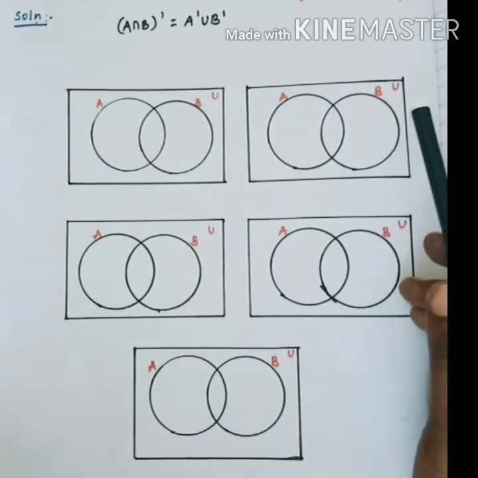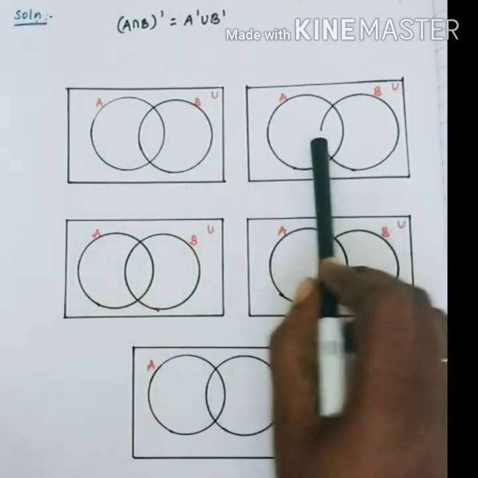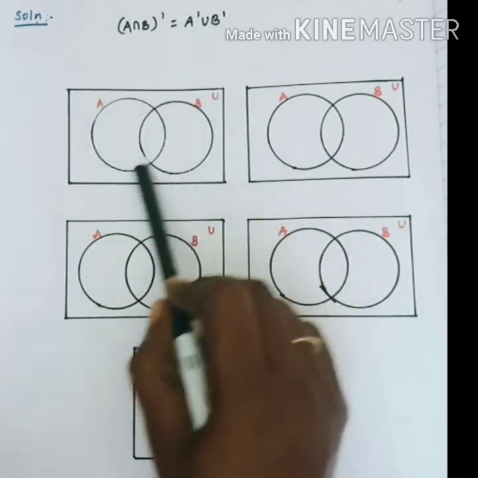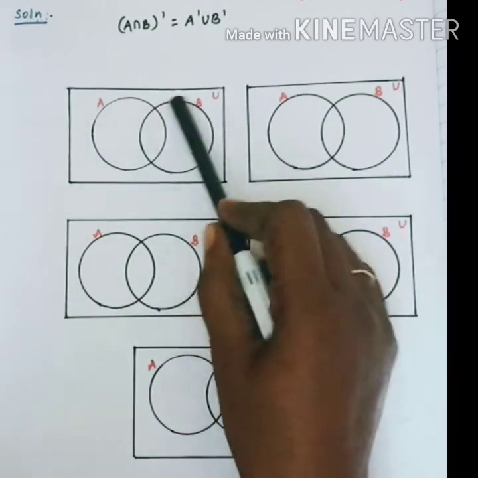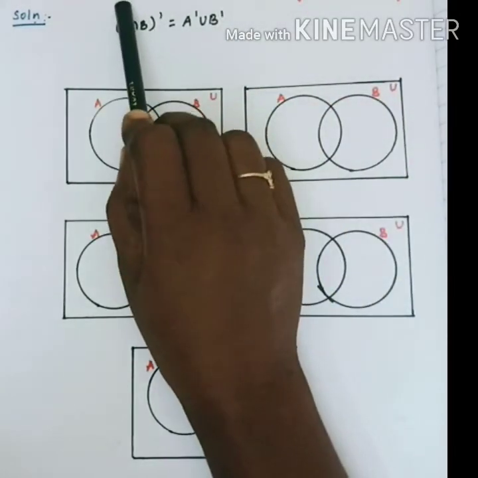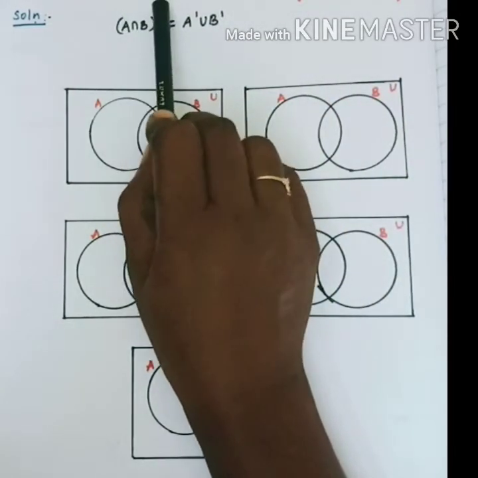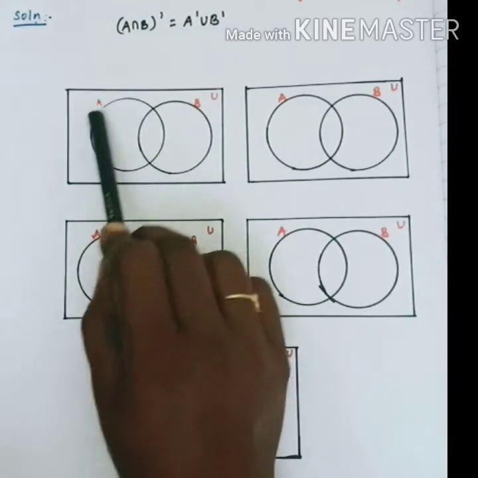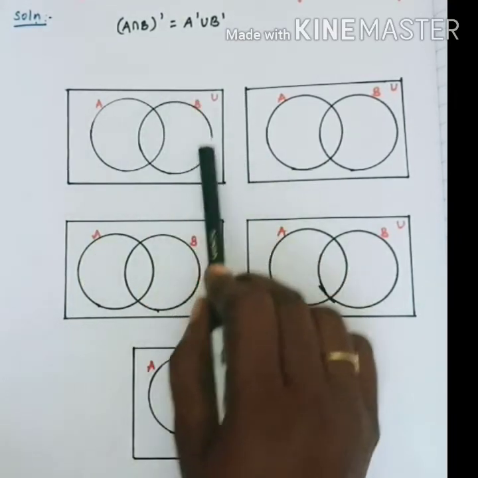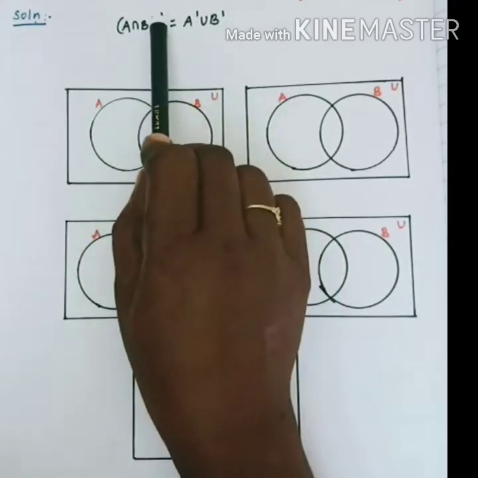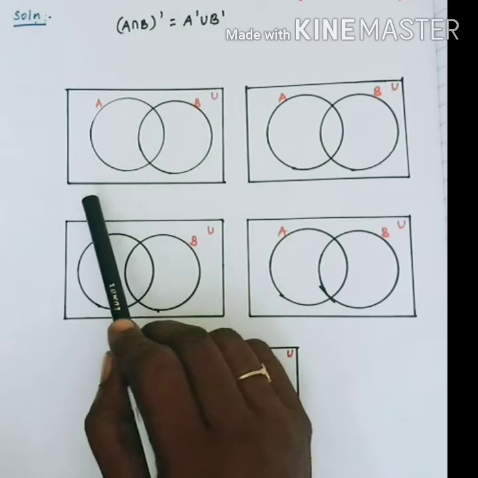Solution. First draw 5 Venn diagrams like this. This is your set A and this is your set B. In the question only two sets, A and B, are given, so we have to use only two circles here. One is A and another one is B. Then whenever this dash comes, we have to use the universal set.